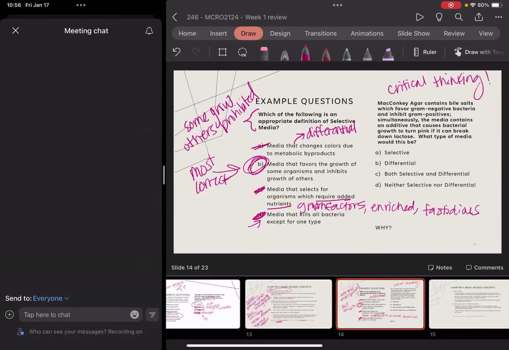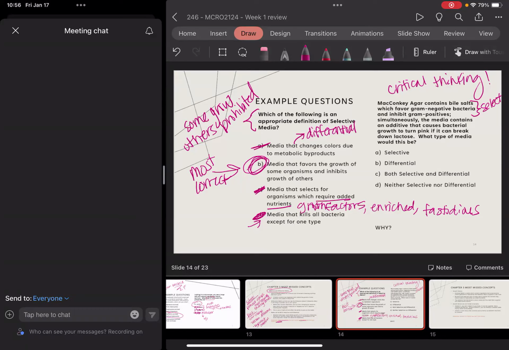McConkey agar contains bile salts that favor gram-negative bacteria and inhibit gram-positives. Okay, so we know we're favoring something and inhibiting something else. That's selective media.